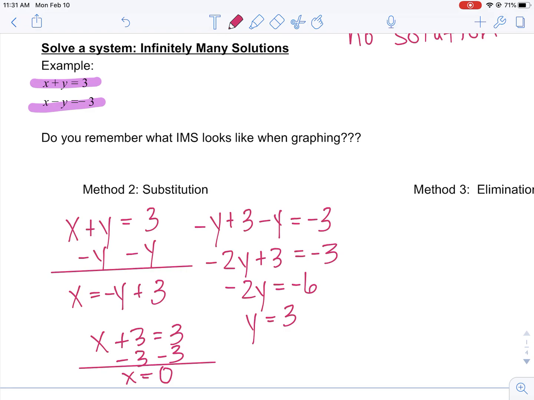Now don't get me wrong, this gives me 0, 3, and I'm kind of wondering why. We're going to go back to that in a second. I don't want to re-record this video. All right, so I forgot one piece. Do you remember what IMS looks like on the graph? I'm sure most of you do. It's where both lines are one on top of the other.